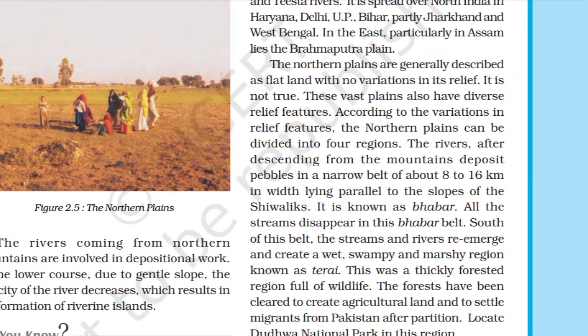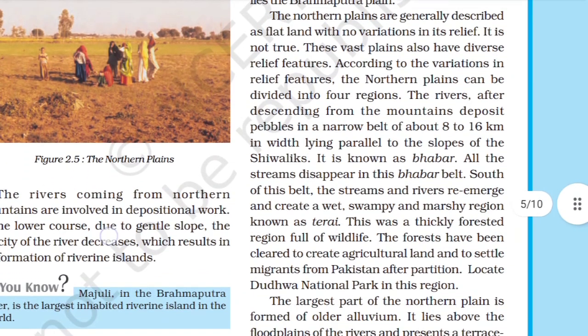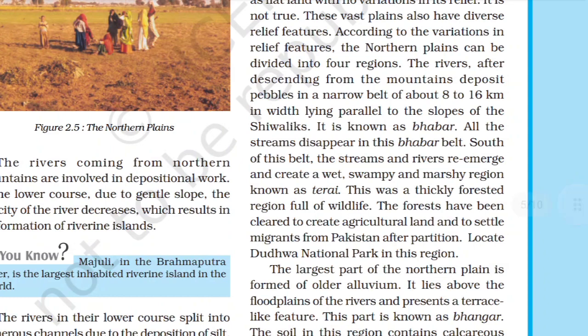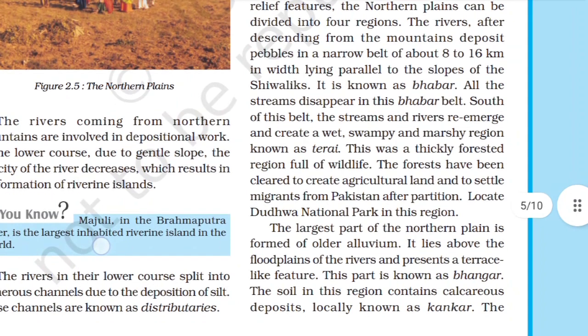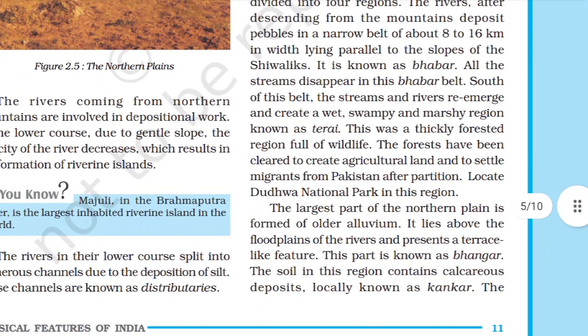The river, after descending from the mountains, deposits pebbles in a narrow belt of about 8 to 16 kilometers in width, lying parallel to the slope of the Shiwaliks. It is known as the Bhabar. Also, the streams disappear in the Bhabar belt. South of the belt, these streams and rivers re-emerge and create a wet, swampy and marshy region known as the Terai. This was a thickly forested region full of wildlife. The forests have been cleared to create agricultural land and to settle migrants from Pakistan after partition.